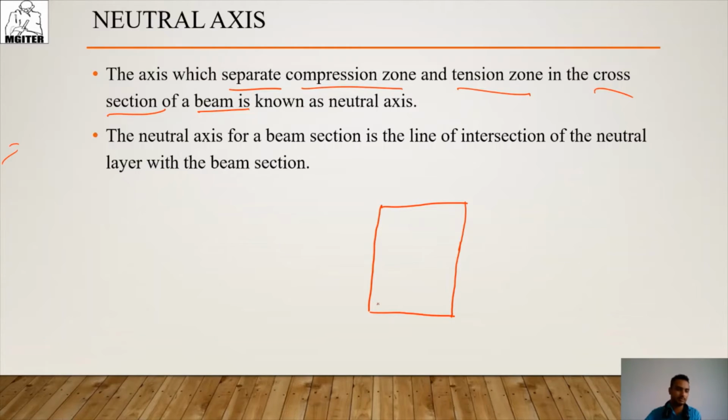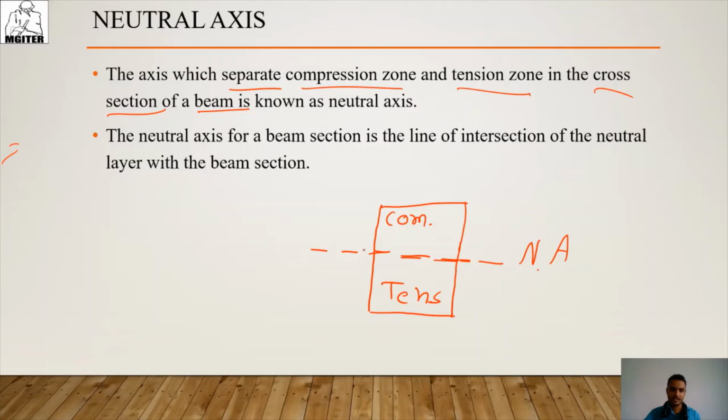Here is your beam cross section, and this is your neutral axis, NA. Neutral axis means your structure is divided into a compression zone and a tension zone. The upper portion is compression and the lower portion is tension. This imaginary line divides the compression zone and the tension zone. We call this line the neutral axis.